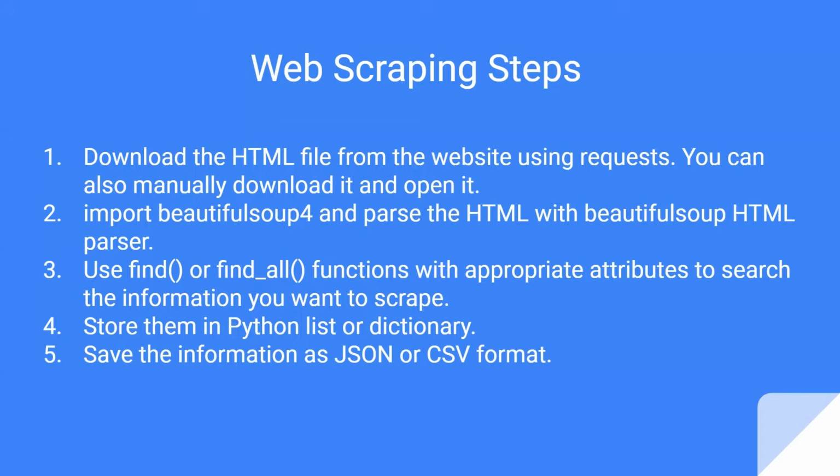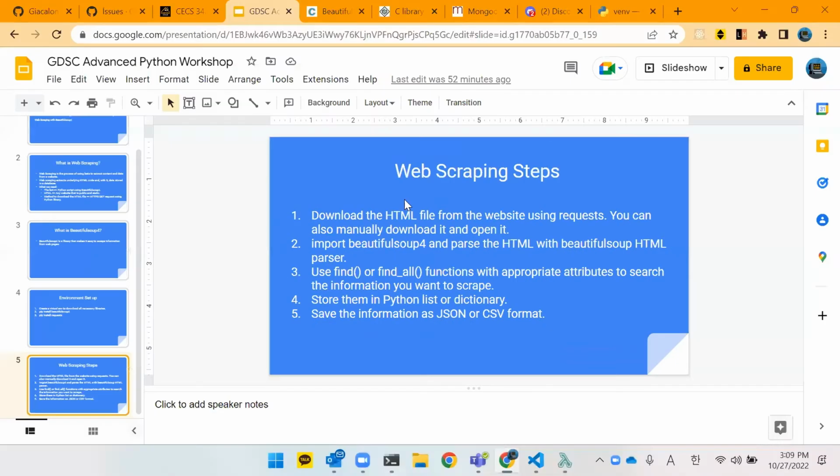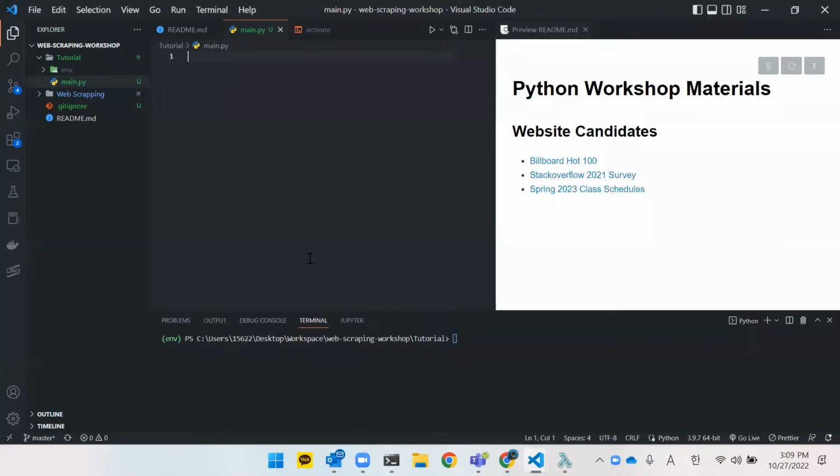And then BeautifulSoup provides us the find and find_all functions. Find is used to find single elements from the HTML, and find_all returns a list of all the elements that satisfy the conditions. After we find all the data that we need, we're going to store that in Python objects or a list, and then maybe the last step is optional. We're going to save the information in JSON or CSV format. So let's move on to the next step.